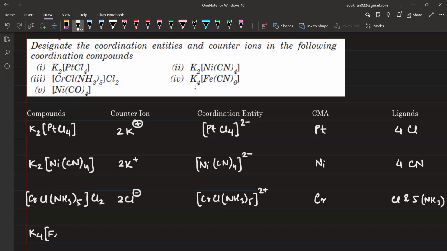We have [Fe(CN)6]. Many people had left this out, so just look into that and correct it. Here we'll have 4K positive. The coordination entity is [Fe(CN)6], and it will have 4 negative charge, right? The central metal atom will be iron, that is Fe, and the ligand is 6 CN.